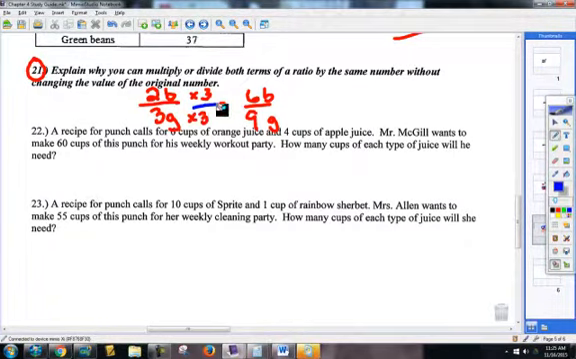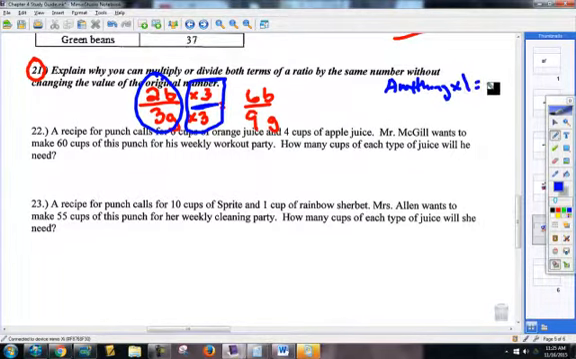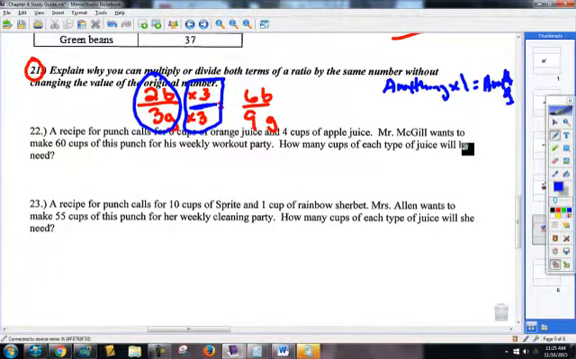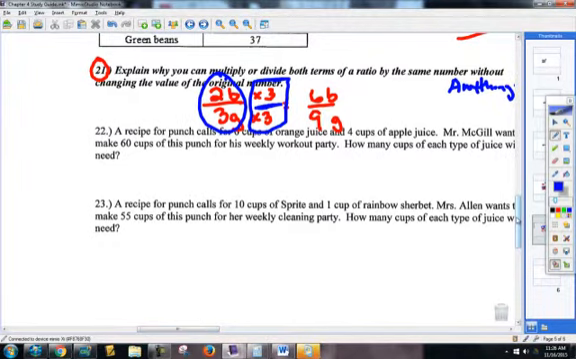If I made this into a fraction and made that 3 over 3, what does that equal right there? 1. Right? So we know that whatever we do to the top and the bottom, we're just multiplying by 1. And we know that anything times 1 equals what? Anything. Does that make sense? Anything times 1 is anything. Okay? So it doesn't matter.